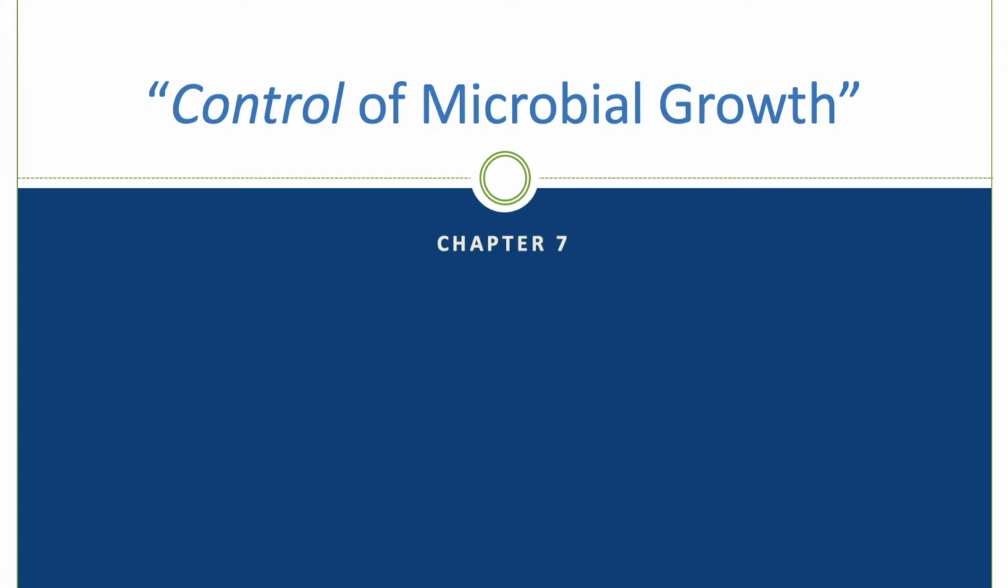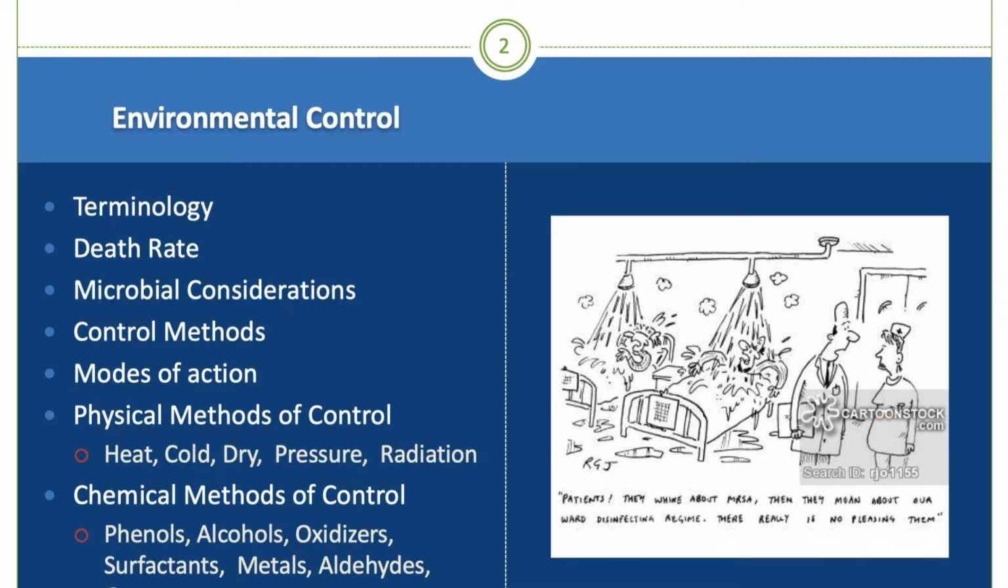This lecture is the final part of our lecture on microbial growth and control. Specifically, this component will focus on microbial control. For objectives, we'll look at some terminologies, the meaning of death rate, microbial considerations when we are controlling microorganisms, the methods and the modes of actions or the methods that we use. And so we'll look at the physical methods of microbial control and chemical methods of microbial control.